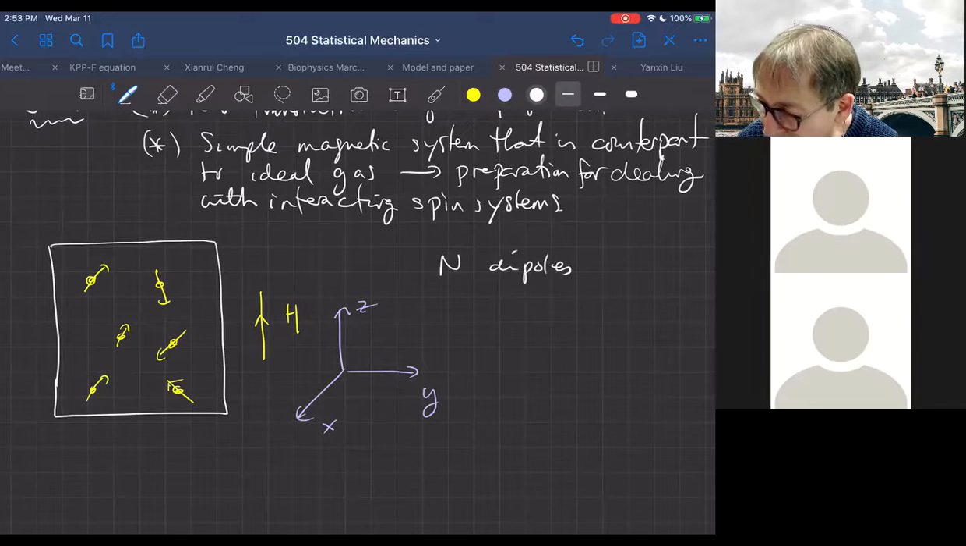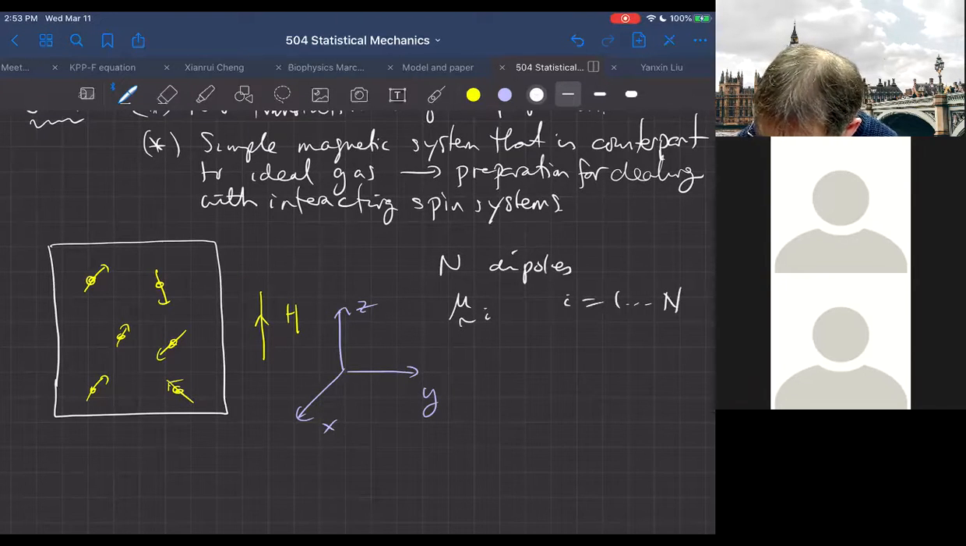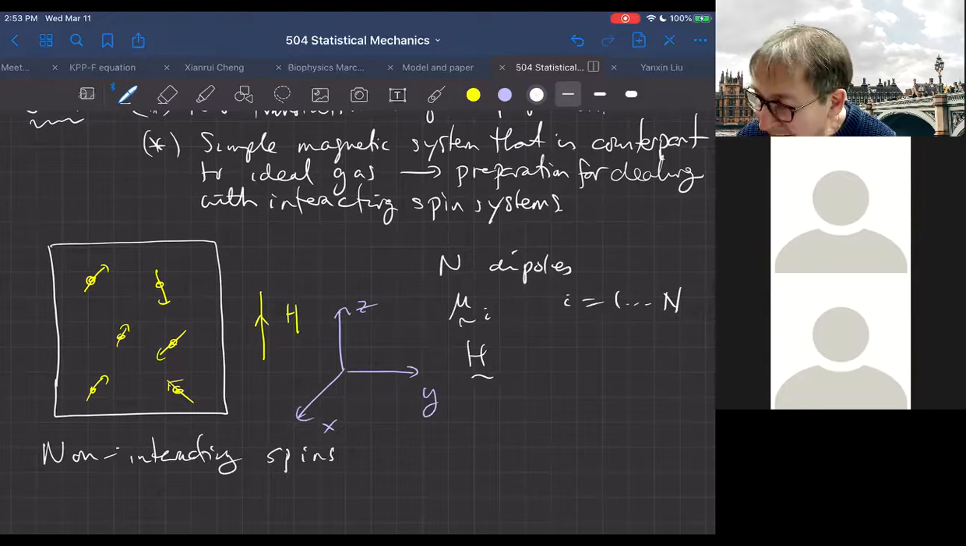and they have magnetic moments. So mu_i, where i goes from 1 up to n, is the magnetic moment, and then we have an external field H. And what we're going to assume is that these are non-interacting dipoles, non-interacting spins, and the experimental realization of this is the so-called dilute paramagnetic salt.